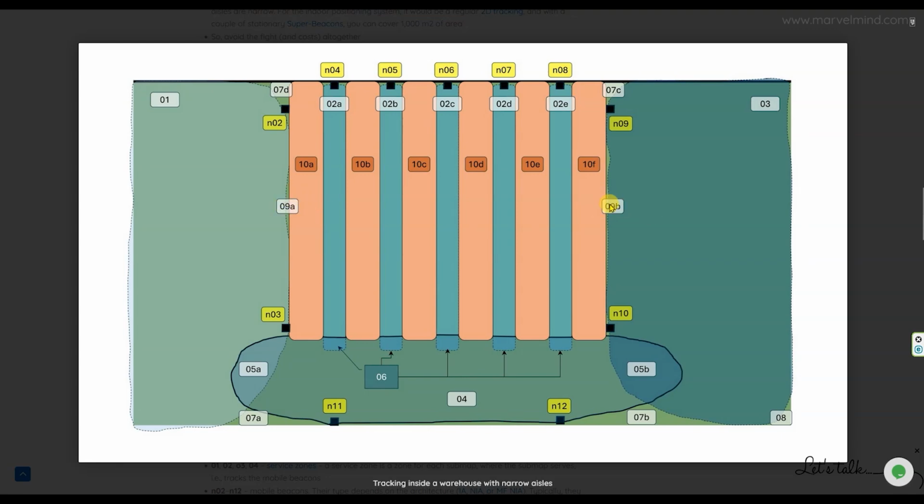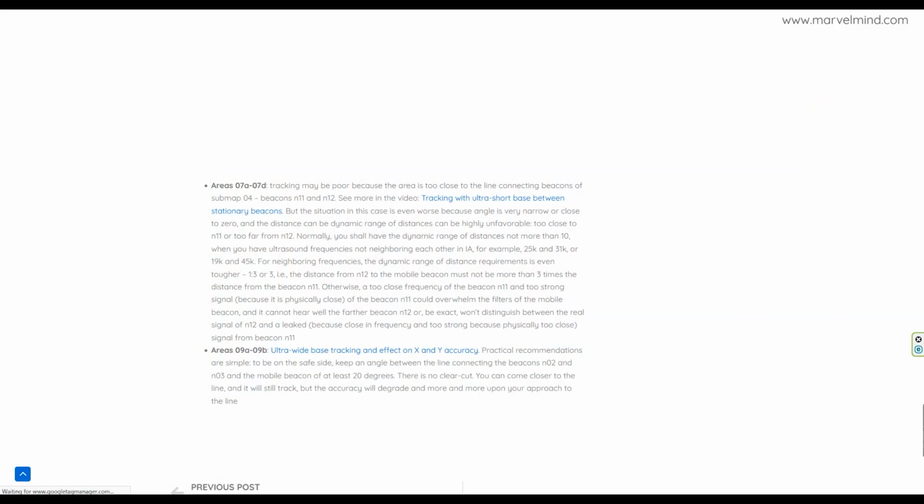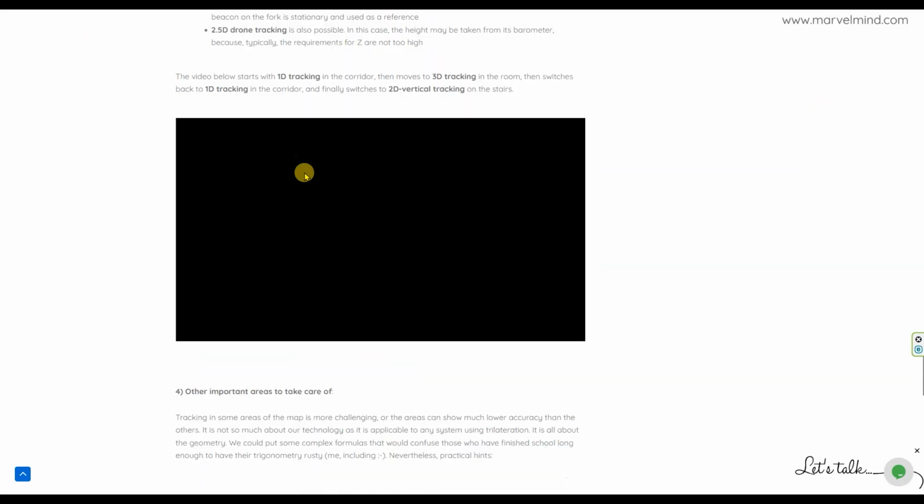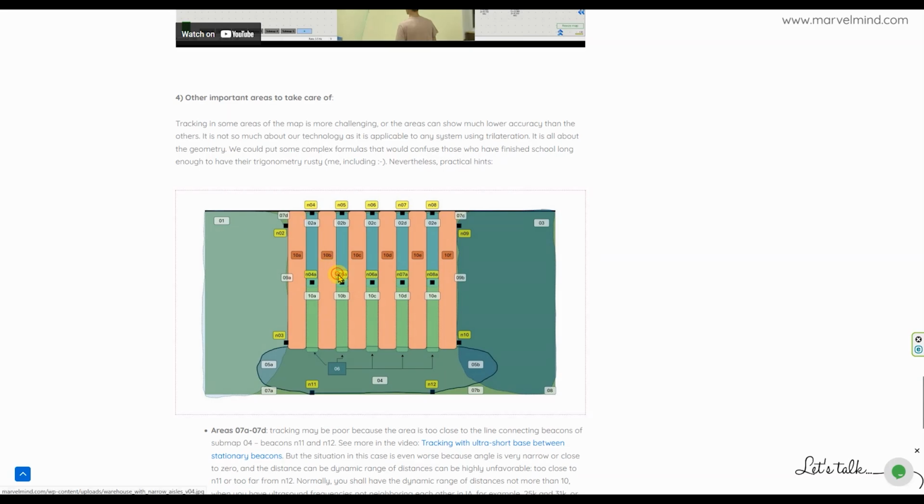And this and this. Okay, why is this a problematic area? Well, for the same reason. Look, so this is the beacon and this is the beacon. If you're in this area, in order to track, you effectively have 0 or whatever 2 degrees angle. So your triangle is almost 1D. So it's not a triangle anymore, it's a line. So it means that the tracking in this area will be poor.